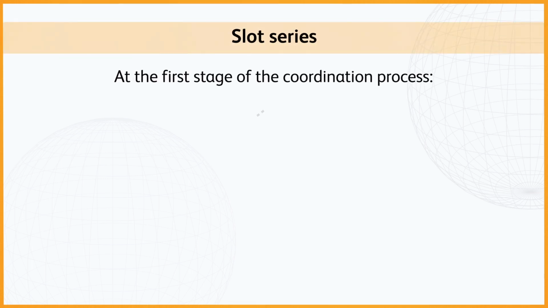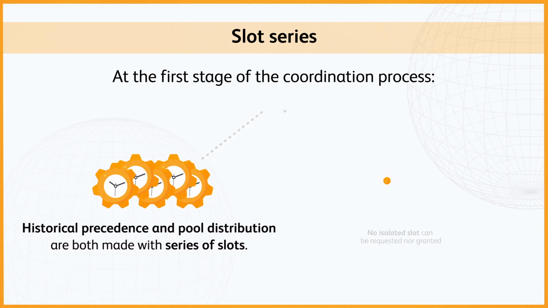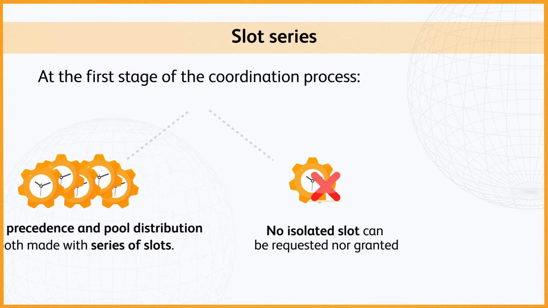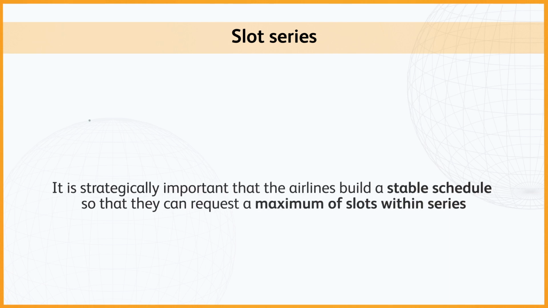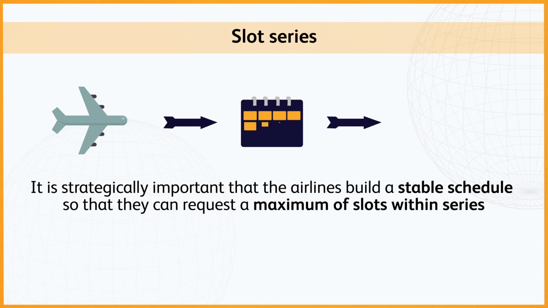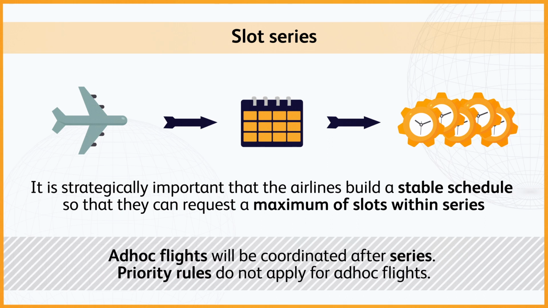Historical precedence and pool distribution are both made with series of slots. At the first stage of the coordination process, no isolated slot can be requested nor granted. Consequently, it is strategically important that the airlines build a stable schedule so that they can request a maximum of slots within series. Ad hoc flights will be coordinated after series. Priority rules do not apply for ad hoc flights.